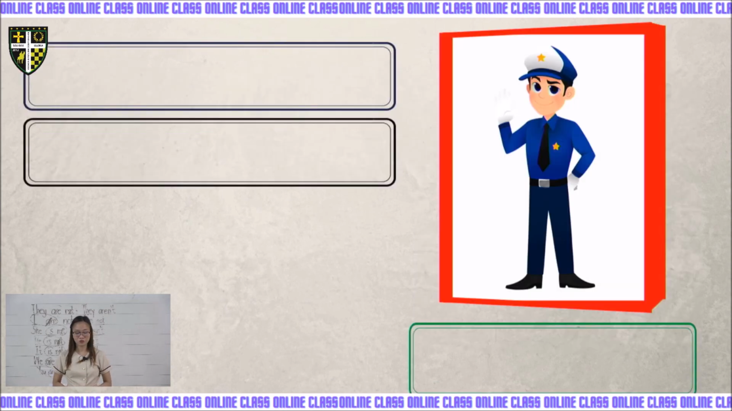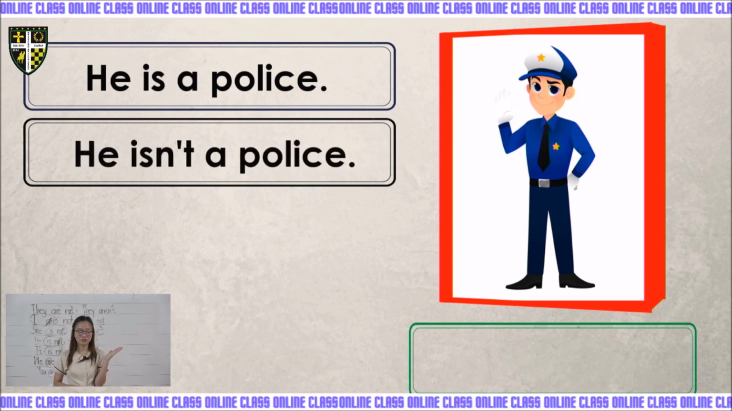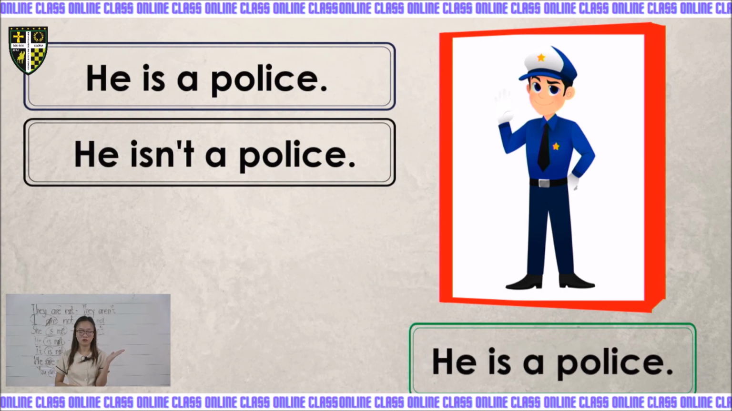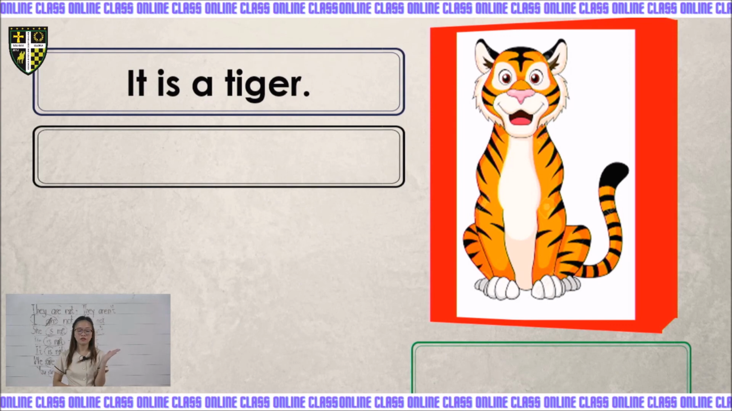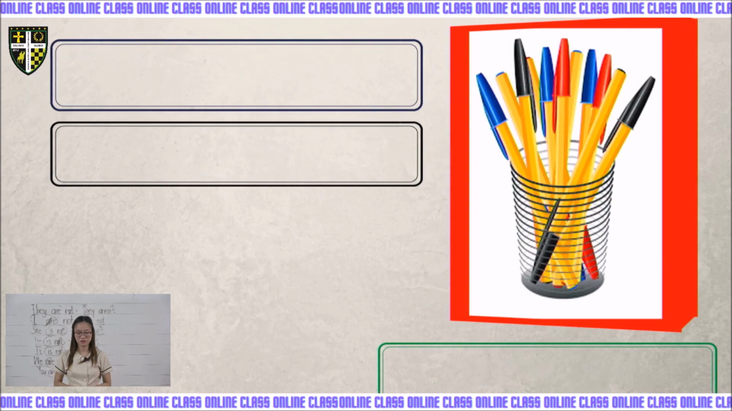Now, let's have this one. So we will identify the right sentence. The first choice is he is a police. He isn't a police. What is the correct sentence? Correct sentence for he is a police. He is referring to one. That's why we use the verb is. Okay? It is a tiger. Of course, the correct sentence is it is a tiger. So it is referring to one. And the be verb that we will use is is. So it is a tiger. Okay, next one. This is the last one.